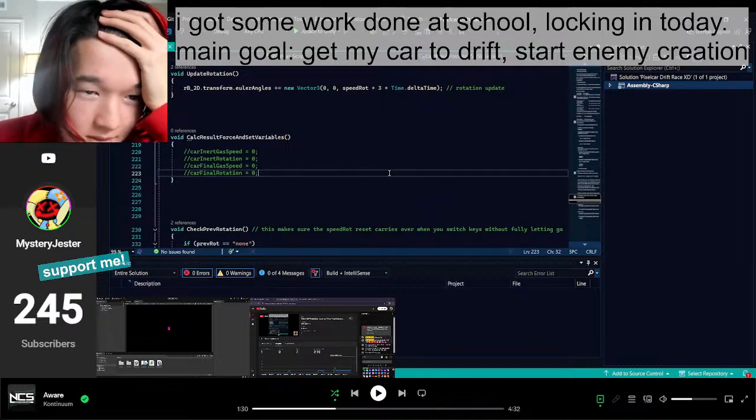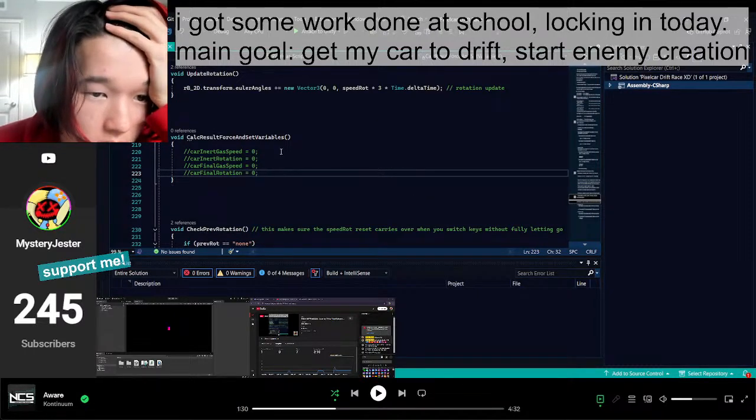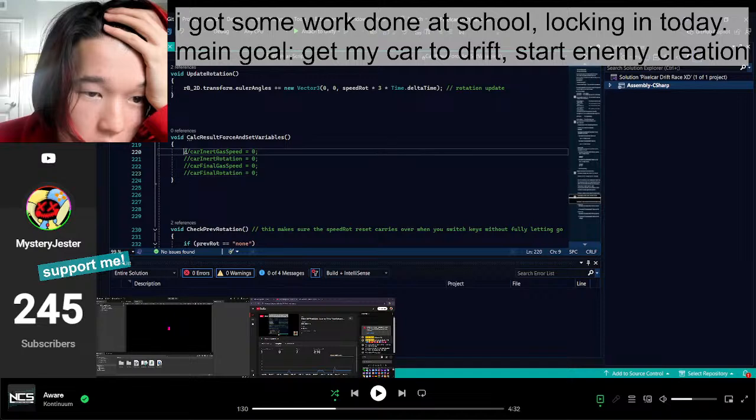All right. Car inert gas speed, car inert rotation, car final gas speed, car final rotation.